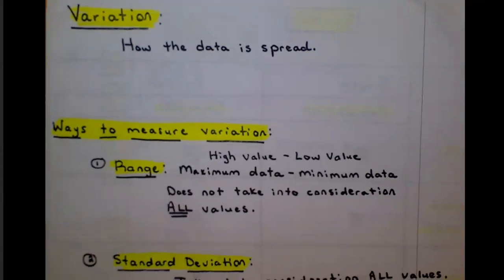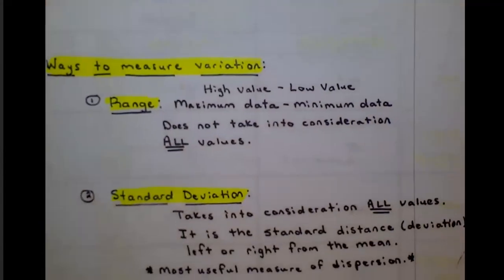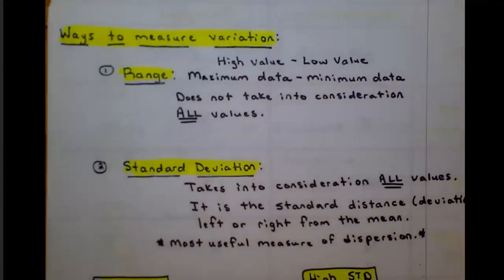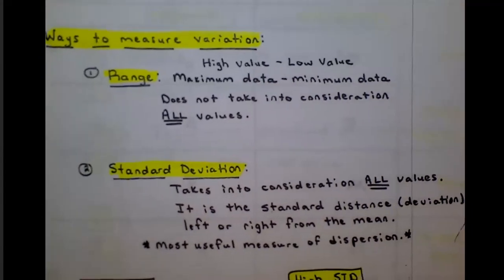Now, if this is going too fast, you can pause and go back and copy this down, okay? But you do need this information because it'll help you with some of your questions on your tests, quizzes, and homework. When you deal with the range, you take your maximum value and you minus your minimum value. So that's just your high minus your low.